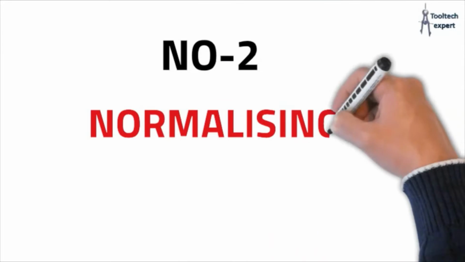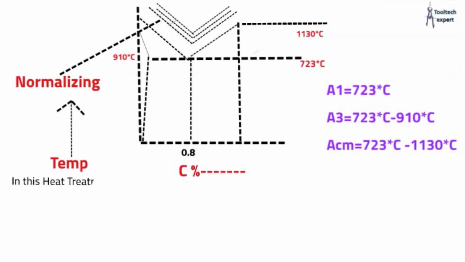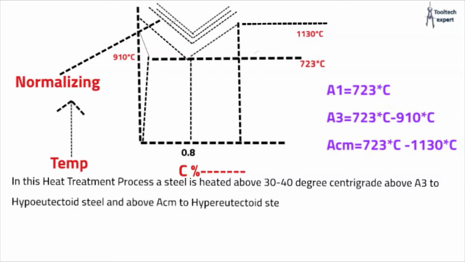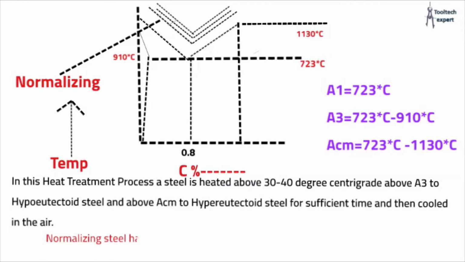Number 2. Normalizing. In this heat treatment process, a steel is heated 30 to 40 degrees centigrade above A3 for hypoeutectoid steel, and above ACM for hypereutectoid steel, for sufficient time and then cooled in the air. Normalized steel has higher yield point, tensile strength, and impact strength.